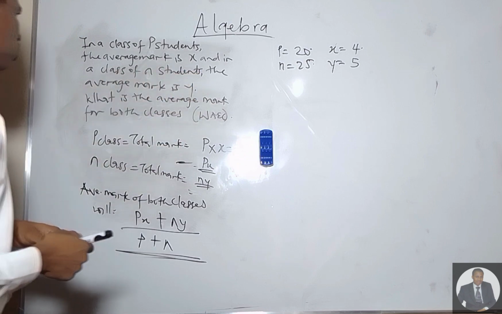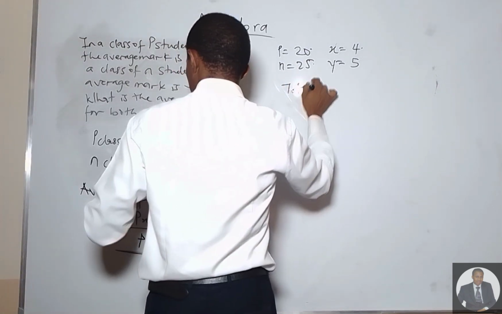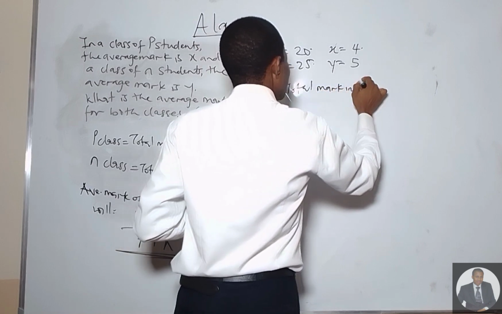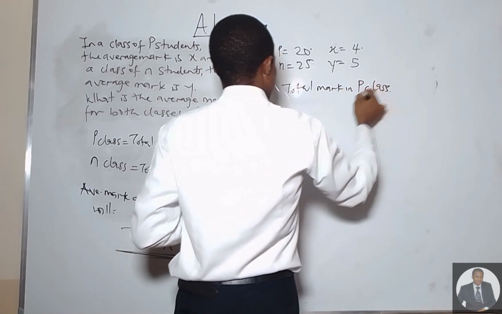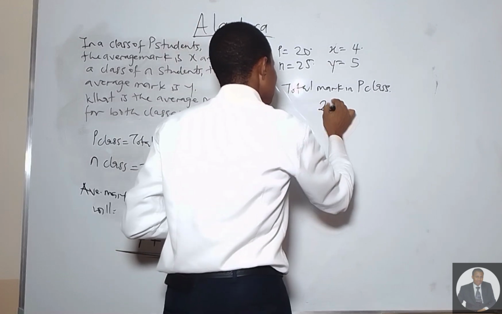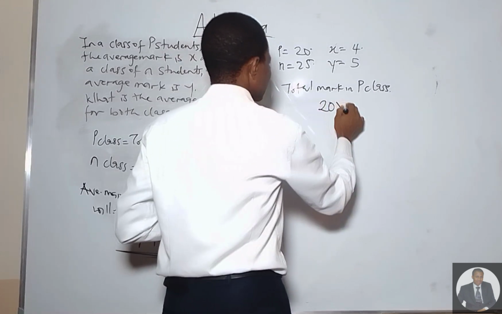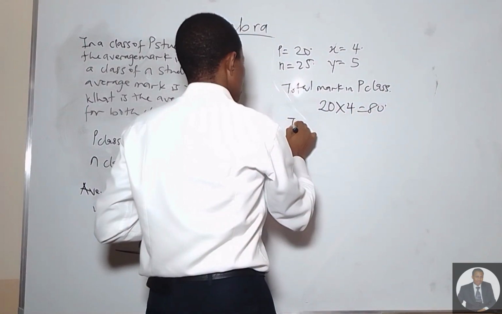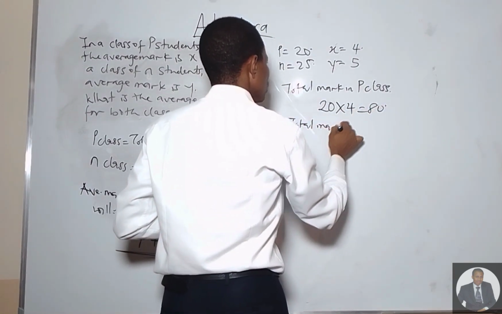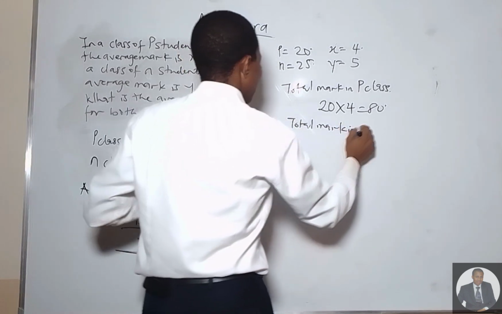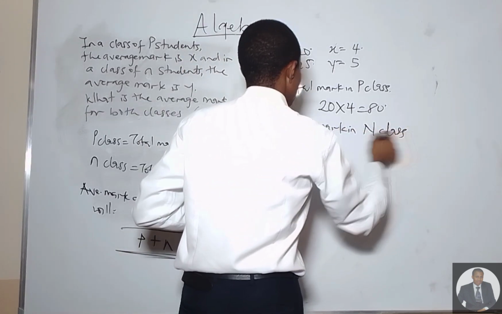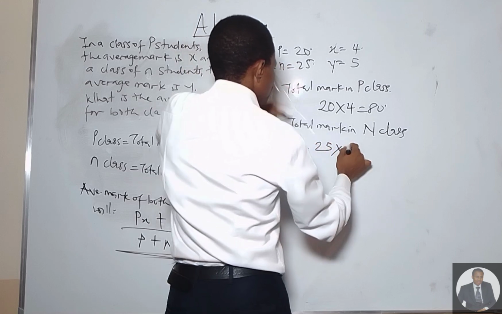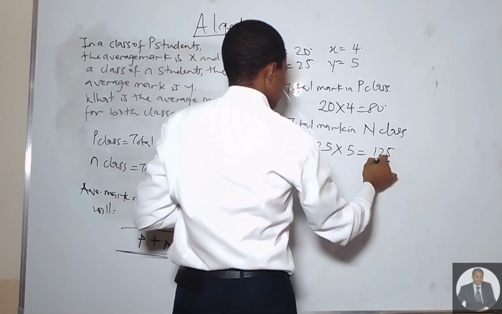How do we solve this question? So the total mark in P class will be 20, the total number of students, times the mark 4. That's 80. Total mark in N class, those that have N students, will be the number of students, 25, times 5. That should give us 125.